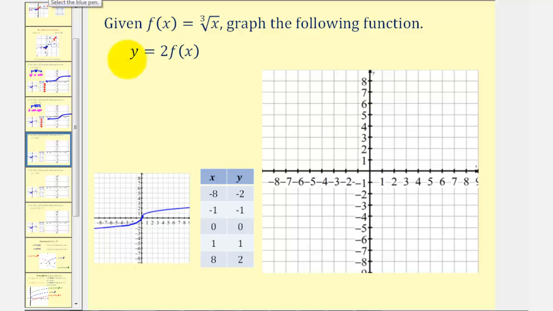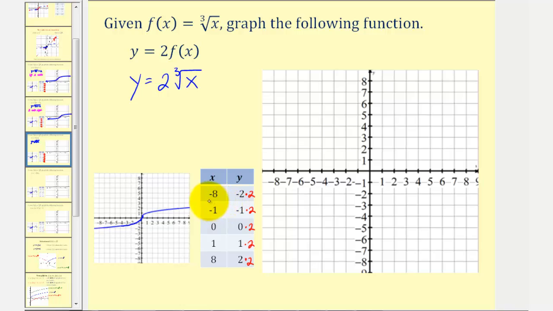Now we have y equals 2 times f of x, which would be y equals 2 times the cube root of x. Notice how now we're multiplying the function values of the basic function by 2, which would be the same as multiplying the y coordinates by 2. So if we take the coordinates of the basic function and multiply the y coordinates by 2, we can find 5 points on our new function. Let's go ahead and plot these points.